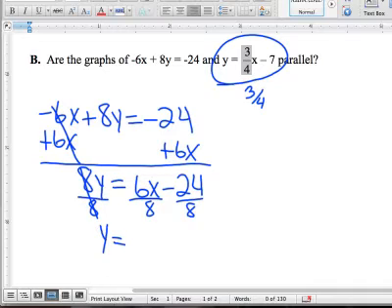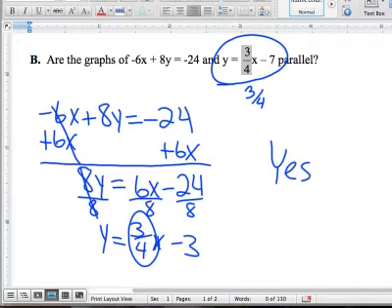All right, what's 6 over 8 in reduced fraction form? 3/4. Yep. So 3/4 x, and 24 divided by 8, we get negative 3. So our slope is also 3/4 on this one, so we can say yes, they're parallel. If they were different, we would have said no. Are there any questions on letter A or B?